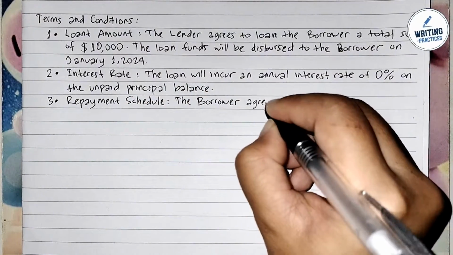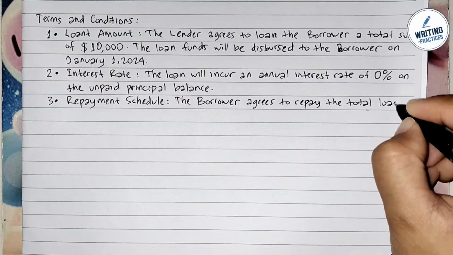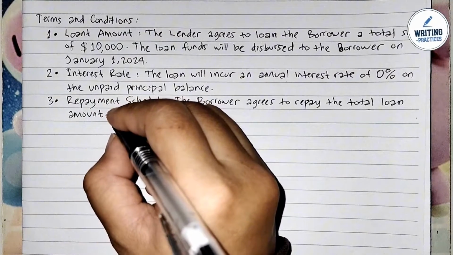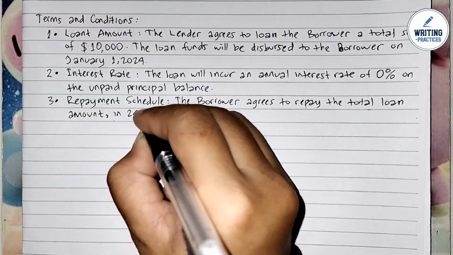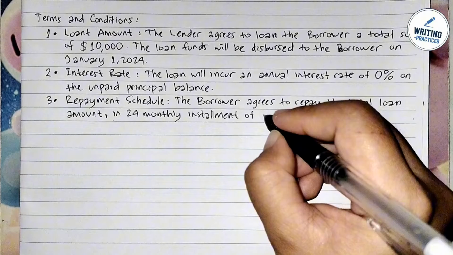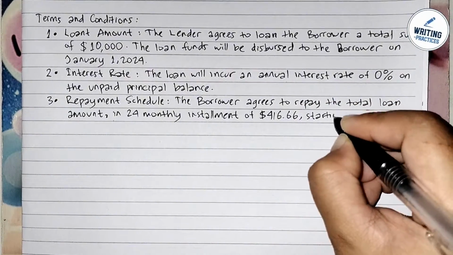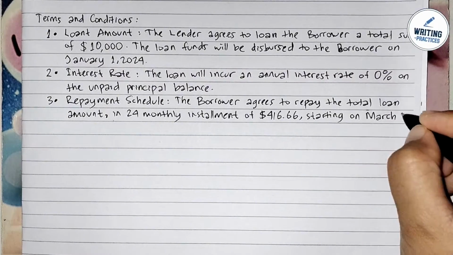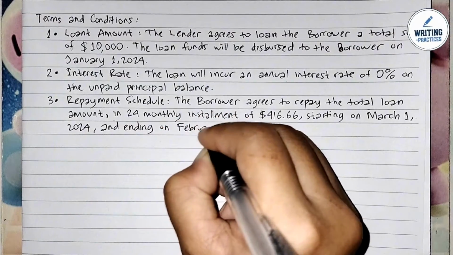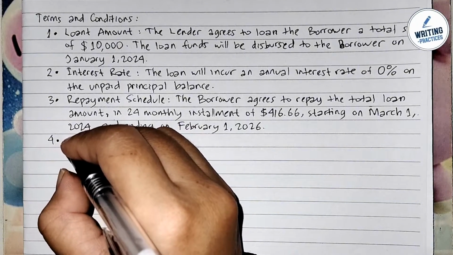Number 3, it is repayment schedule. It means, you need to outline the repayment terms. They include the number of installments, the amount of each payment, and the start and end dates. The goal is to provide a clear timeline for repayment. And here is the example of how you write it. Number 3, repayment schedule. The borrower agrees to repay the total loan amount, along with any accrued interest, in 24 monthly installments of $416.66, starting on March 1, 2025, and ending on February 1, 2027.